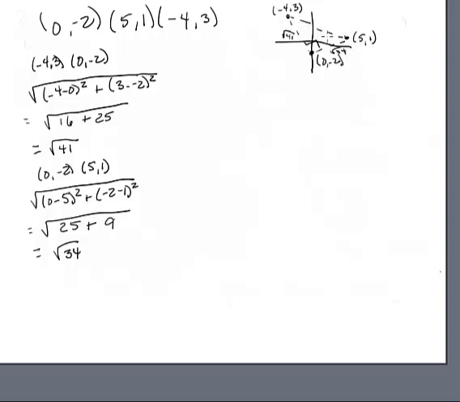But now I need to find this distance between (-4, 3) and (5, 1). Again, the distance formula. Negative 4 minus 5 squared plus 3 minus 1 squared.